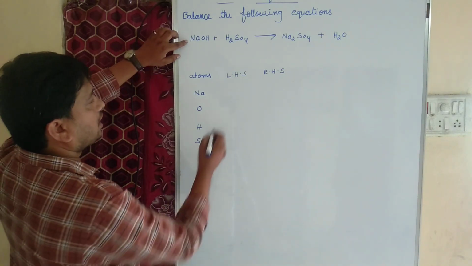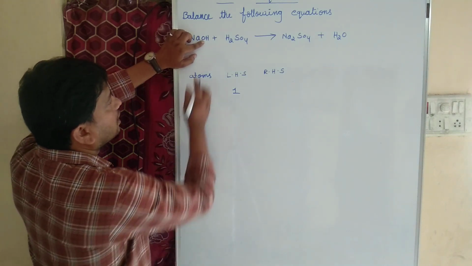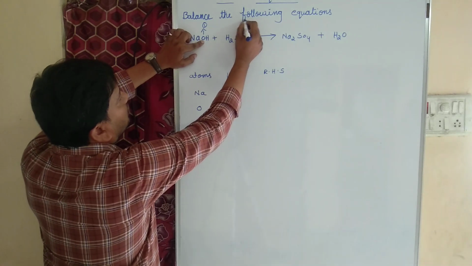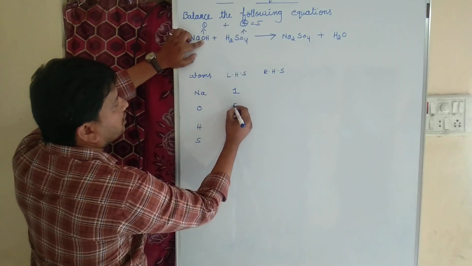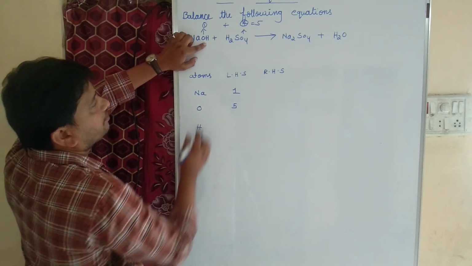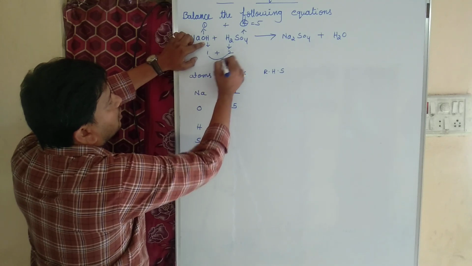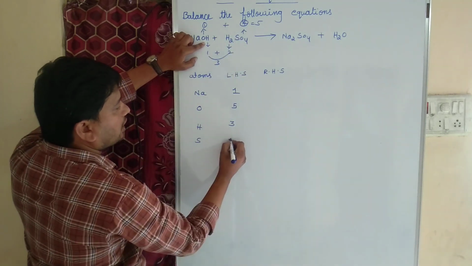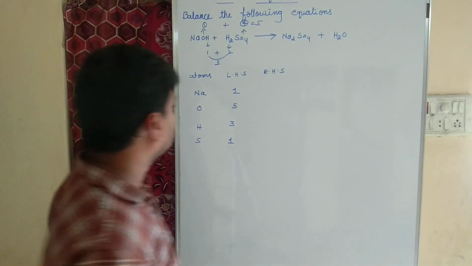How many sodium atoms are there? We have one atom of sodium. How many oxygen atoms are there? Here 1 children. This is 1 and here is 4. Total 1 plus 4, that implies 5 oxygen atoms. Now coming to hydrogen. Here we have 1 hydrogen. Here we have 2 hydrogens. 1 plus 2, together 3 hydrogen atoms. Now coming to sulfur, we have only 1 atom of sulfur. Right? Did you understand, children?